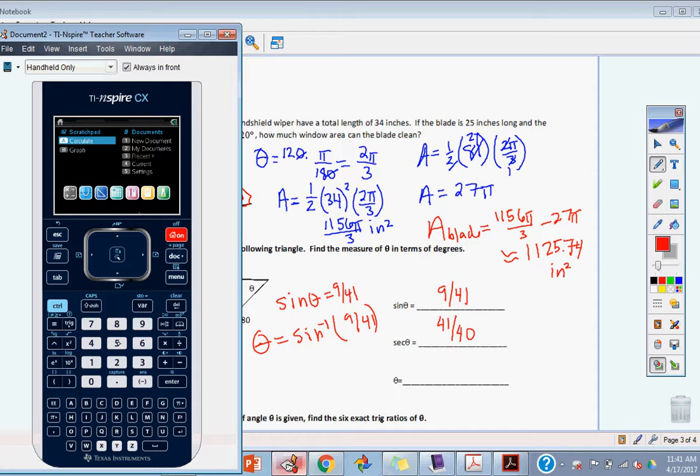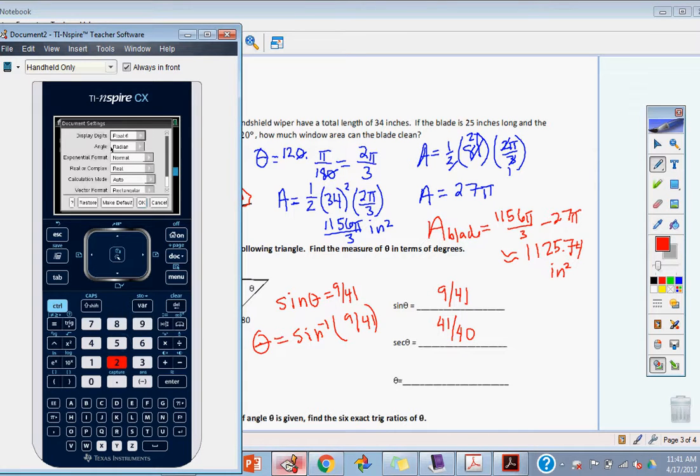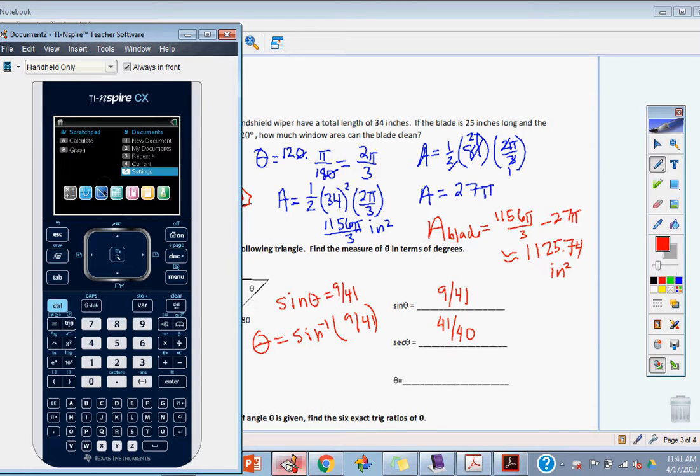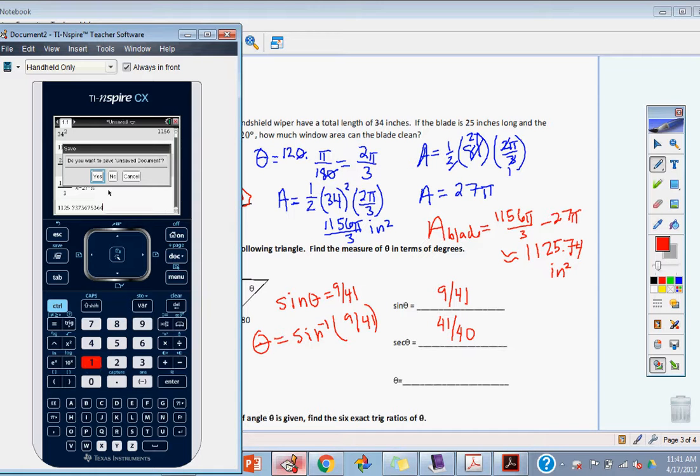Let me go through that with you real quick. Go to your settings and do 2 for document settings. See, my angle here on this calculator is in radians, so I'm glad I checked. So I need to switch to degree. Now that I'm in degree, I want to hit make default. Okay, and now my calculator is in degree mode, which is what I want.